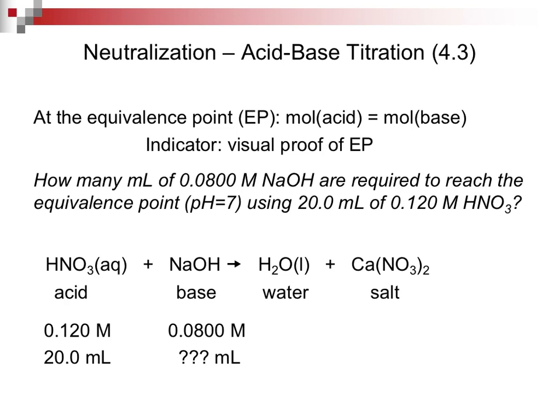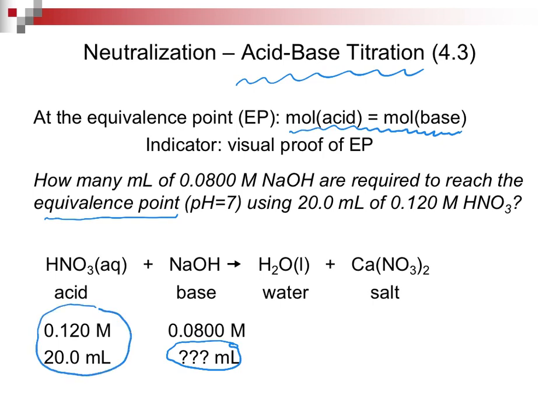Neutralization, or an acid-base titration. We cover this heavily. You do a lot of calculations in 1220. But for now, moles of acid equals moles of base. And we want to know how many mils of sodium hydroxide are required to reach the equivalence point, and you'll learn that's pH 7 for a strong acid, strong base, if we are using 20 mils of 0.120 molar nitric acid. So again, acid plus base makes water and a salt, but all we're concerned about here is what is going on with the reactants.